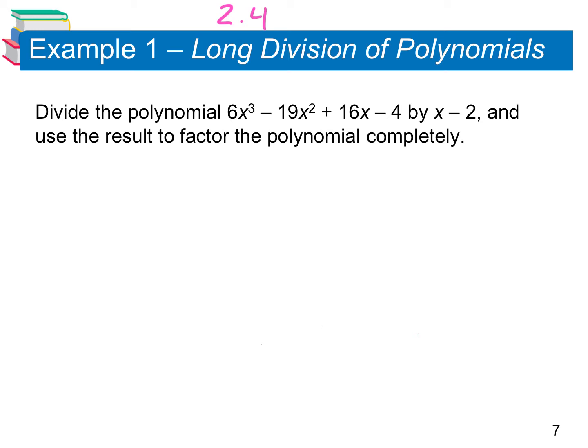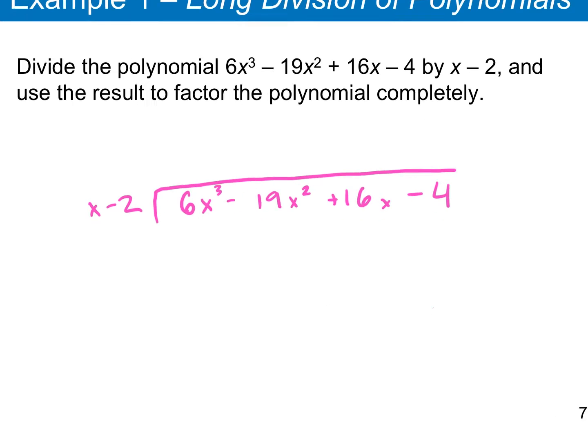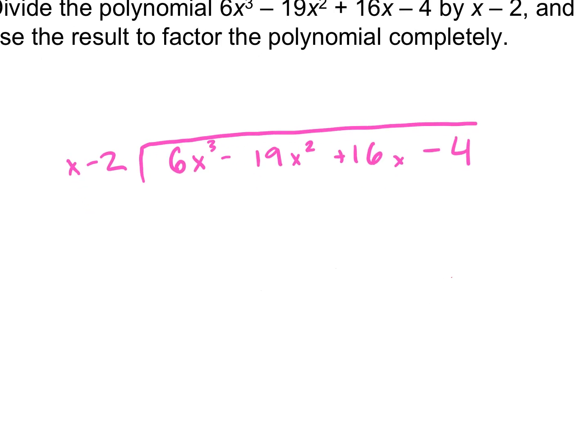So the big polynomial goes inside. We have 6x cubed minus 19x squared plus 16x minus 4. And then the little binomial goes outside, x minus 2. All right, so you all did this in Algebra 2 last year. We ask ourselves, what times x gives us 6x cubed? Or you can divide. 6x cubed divided by x would leave us with what? 6x squared. We put it at the top.